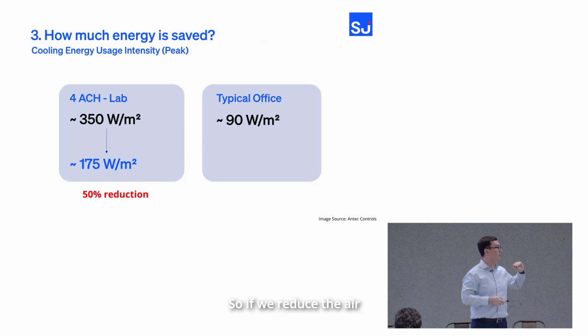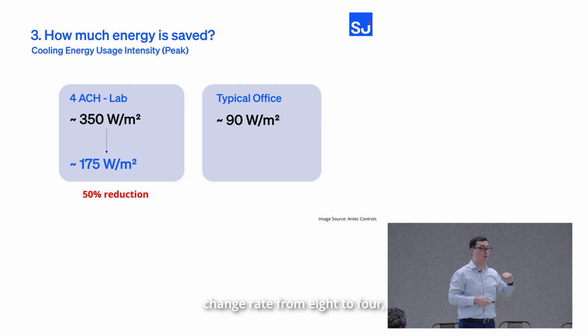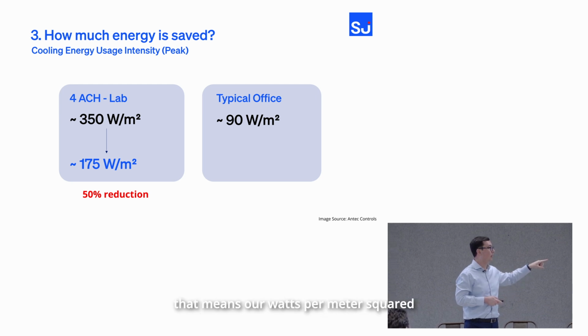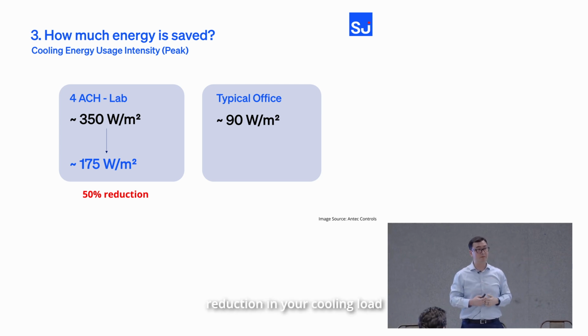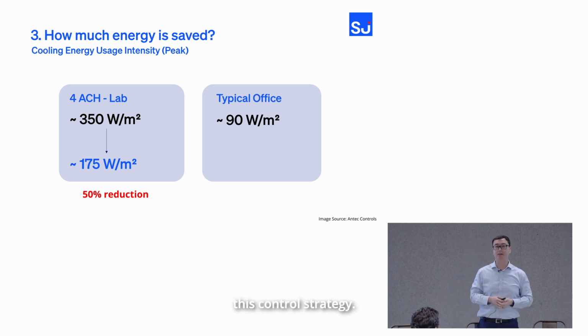So if we reduce the air change rate from 8 to 4, that means our watts per meter squared goes from 350 down to 175. So that's a 50% reduction in your cooling load just by implementing this control strategy.